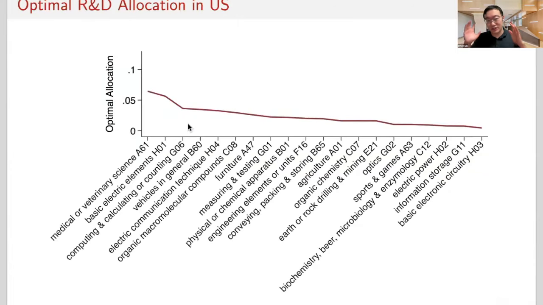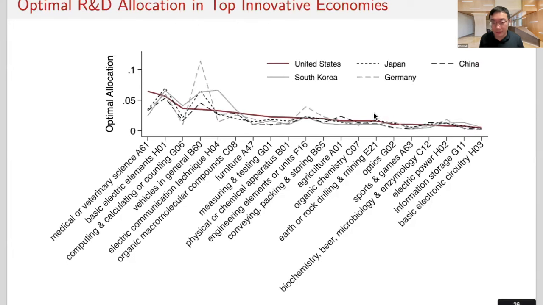This is the optimal allocation of the US R&D across 3-digit patent sectors. So medical science, US should allocate 6.5 to 7%, semiconductor 6%, followed by computing, automobiles. I'm going to overlay on top of that the optimal allocation by 4 other major economies: Japan, China, South Korea, Germany. Compared to the US, all these economies should allocate less to medical science. Germany and Japan should allocate more to automobiles, and South Korea should allocate more to consumer electronics.